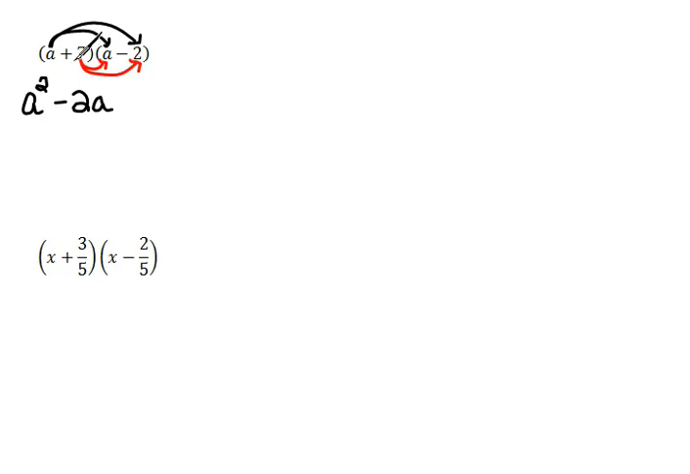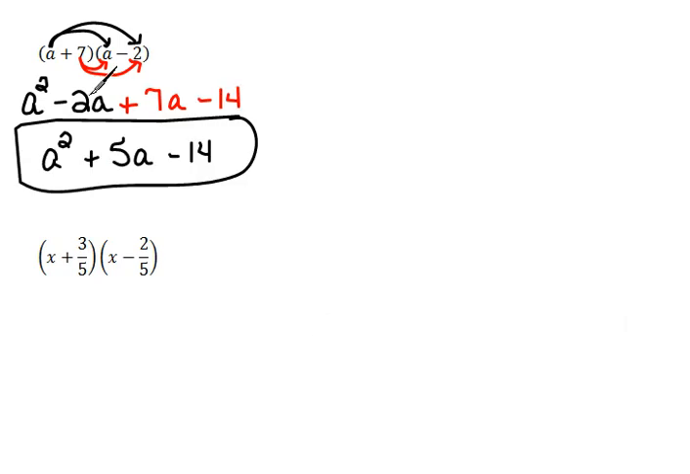Now we need to distribute our 7 throughout that second parentheses. So 7 times a would give us a positive 7a, and 7 times negative 2 would give us negative 14. Now, we do have some terms that are alike that we need to combine. So that will be a squared. We can combine our a's. Negative 2a and positive 7a is a positive 5a. And then we have our minus 14. That is as simple as we can make that.